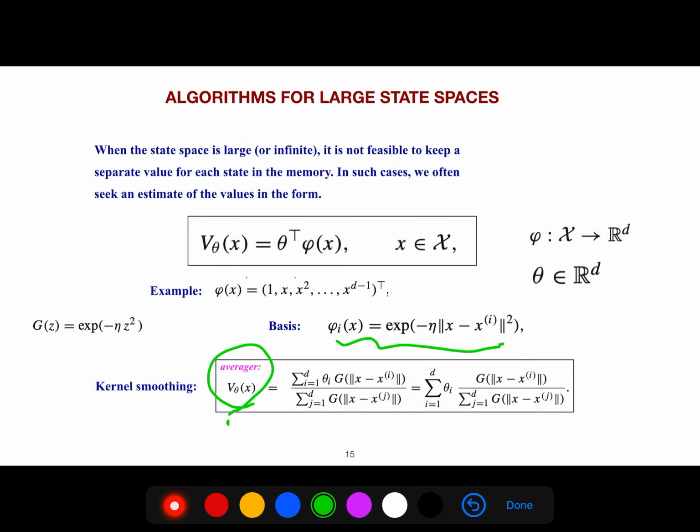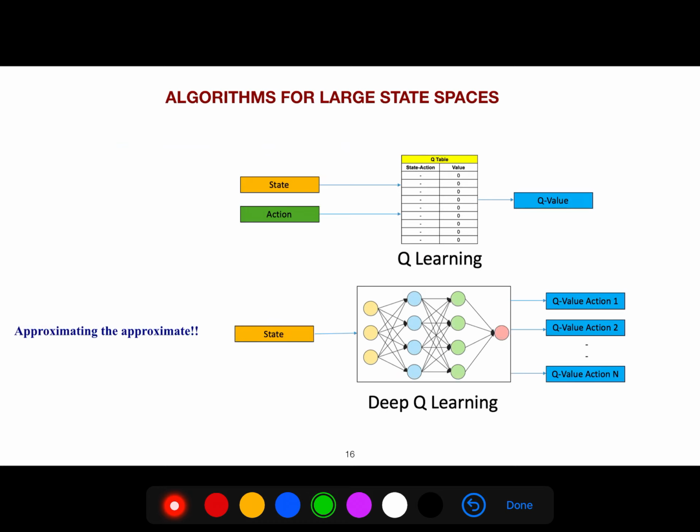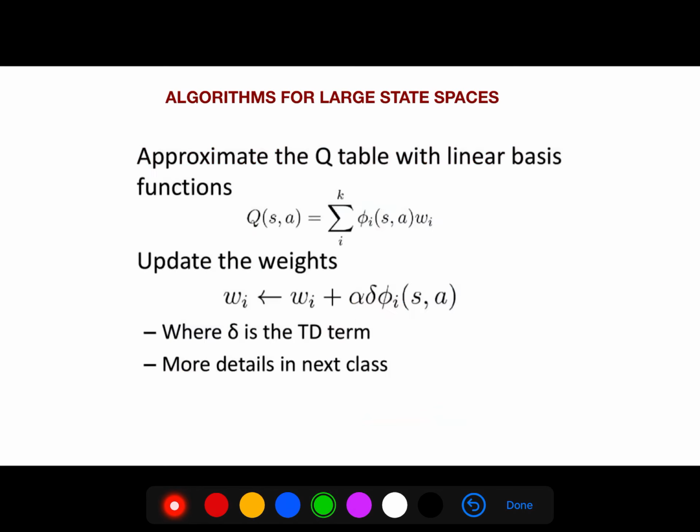Sometimes we call it an averager. And so instead of having a lookup table, we have a rich, deep learning approach. So for any state, we have a different Q-value for action 1, Q-value for action 2, Q-value for action n, and we are approximating the approximate, as I said.